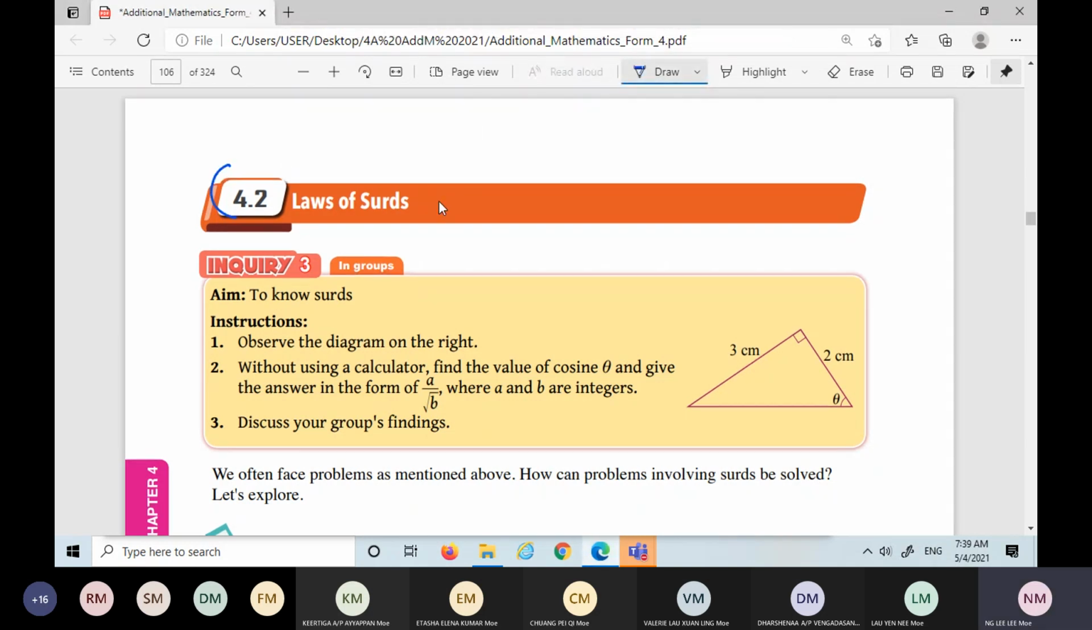Okay, so this is today's index. Okay, today is 4th. Okay, so today what we're going to learn is what is this Surd. Okay, so law of Surd. Okay, so first of all, we look at this activity.